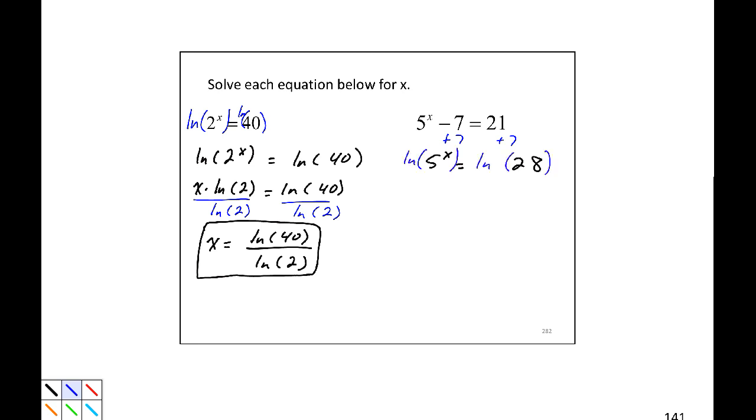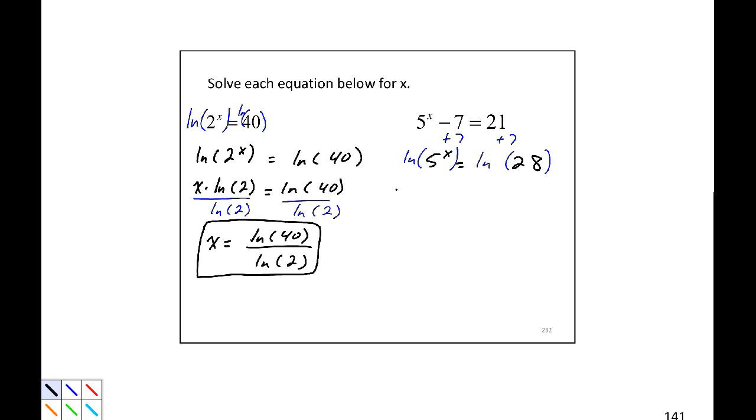So we have the natural log of 5 to the x equals the natural log of 28. Notice I like to put those in parentheses. I want to think of natural log as a function. Now I can use my power rule to bring the exponent of x down as a coefficient. So I have x times natural log of 5 equals natural log of 28. And you want to start thinking of something like natural log of 5 as a number. It's just a multiplied number here, a factor.